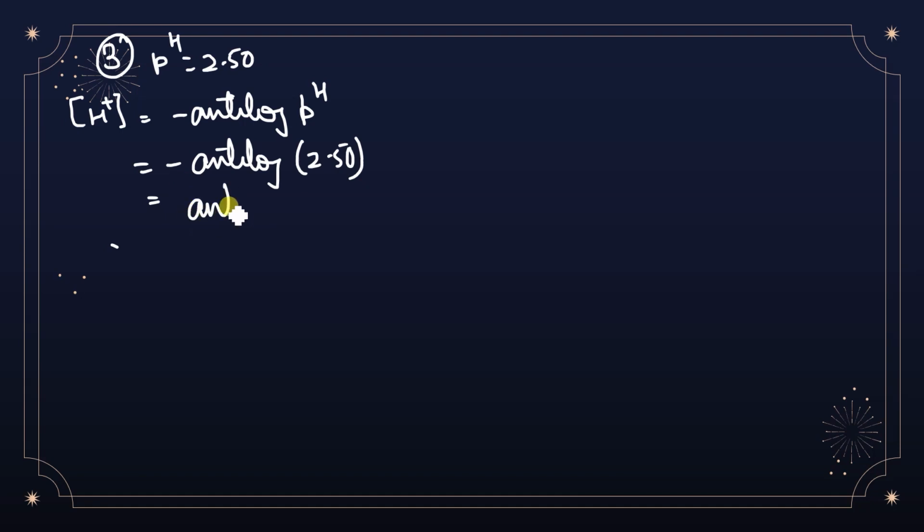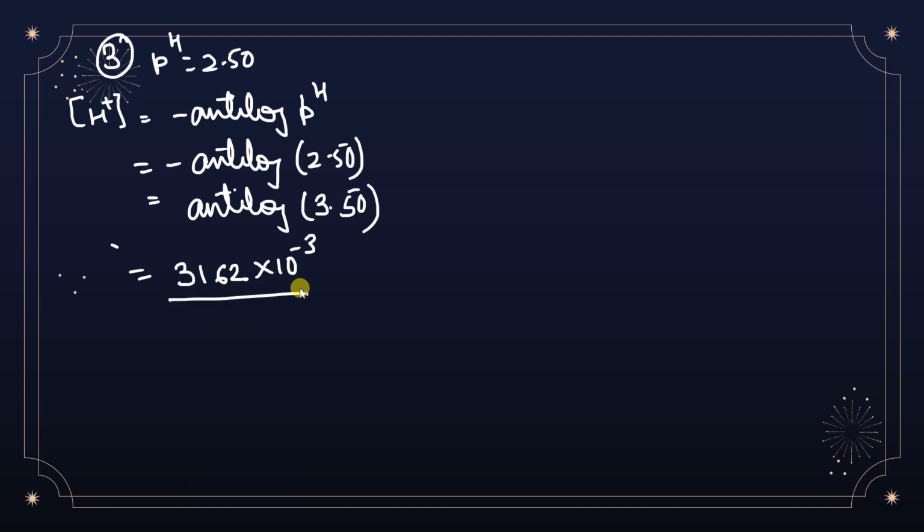Just convert this into positive one. So this will be antilog 2 plus 1. It is going to be 3, and 1 minus 0.50, it will be 50. So 10 to the power minus 3, and check the 0.50 antilog. This is given 3162. So put the decimal over here, one digit after put the decimal, and this is the answer, 3.162 into 10 to the minus 3, and this is the concentration of H plus ion in this case.